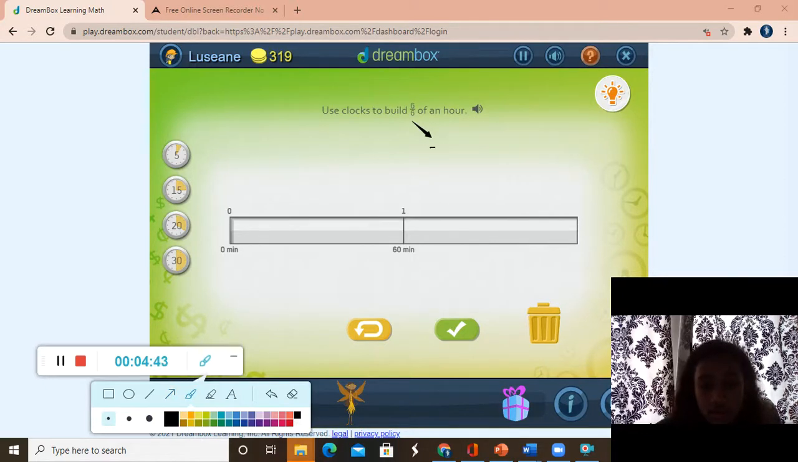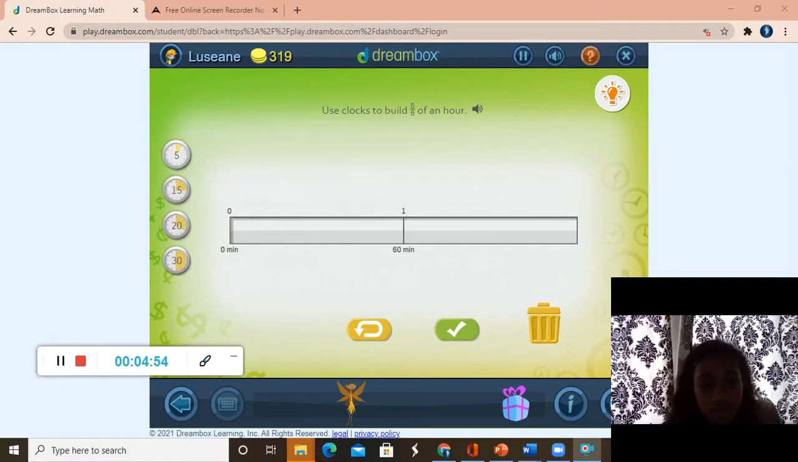6/6 of an hour. So what we are going to do is we know that 1/6 of an hour equals 10 minutes. So we are going to do the equation. So 10 times 6 equals 60, which equals 1 hour. So we're just going to do that.